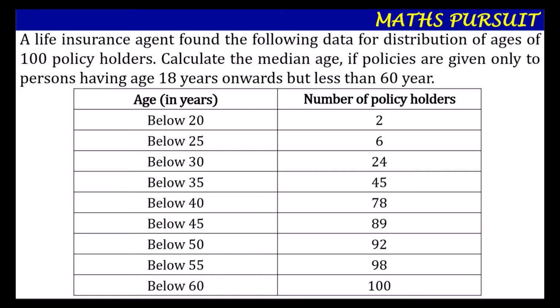So below 20, 2 policyholders are there, below 25, 6, below 30, 24, below 35, 45, below 40, 78, below 45, 89, below 50, 92, below 55, 98, and below 60 years, 100 policyholders are there. So guys, let us see how we are doing the calculation for finding the median age. So here we are going to find the median of the given data.